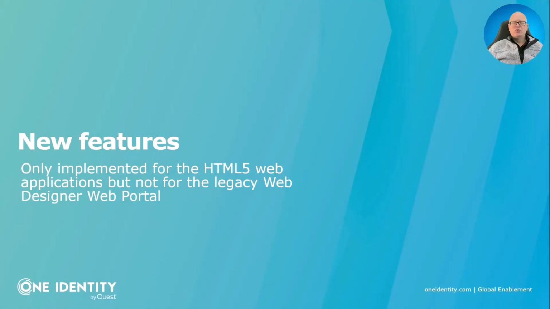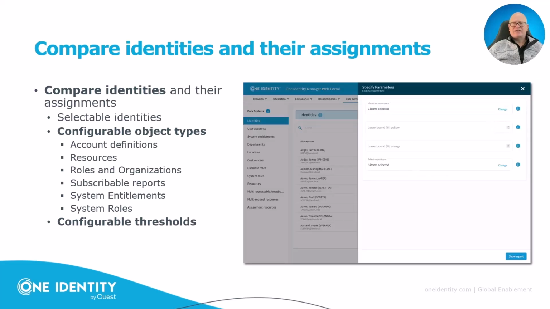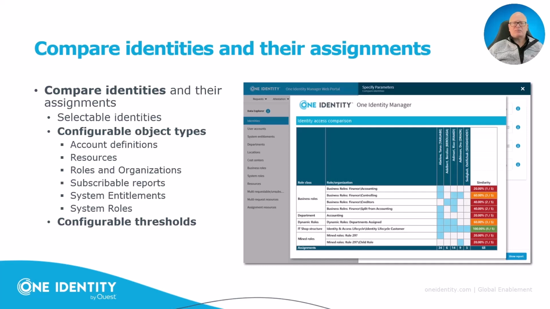Now let's talk about new features implemented into the standard web. First, we talk about the compare of identities and their assignments. This is nothing specific new in, I guess, 8.2 or so. There was a report implemented which allows to select identities and then to have a look in a matrix way where differences are, looking at account definitions, resources, roles, subscribable reports, system entitlements, system roles, and so on.